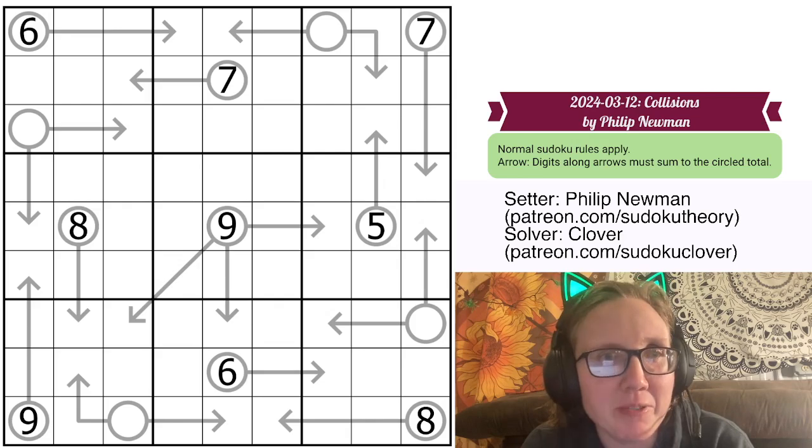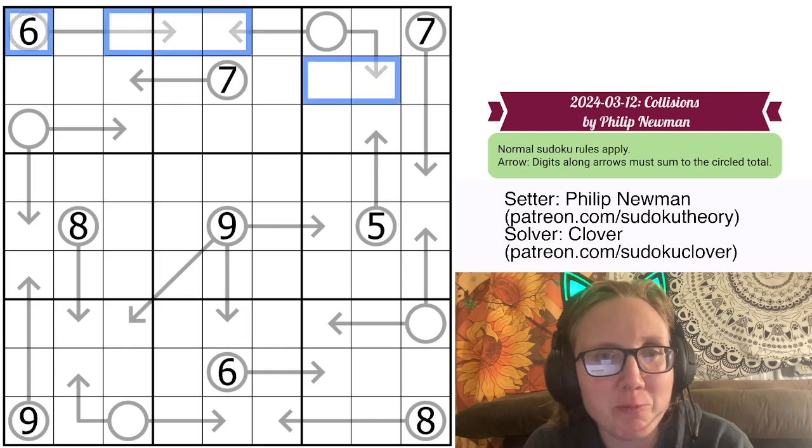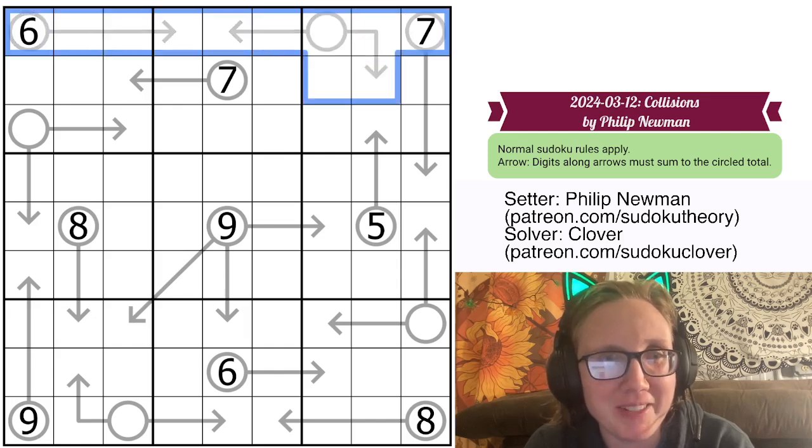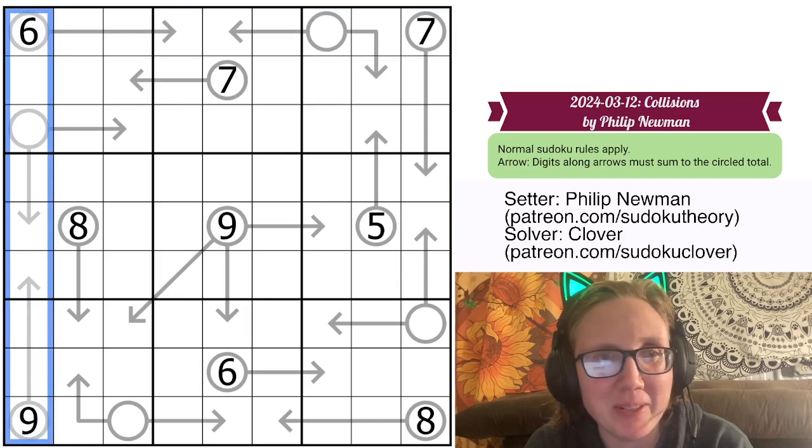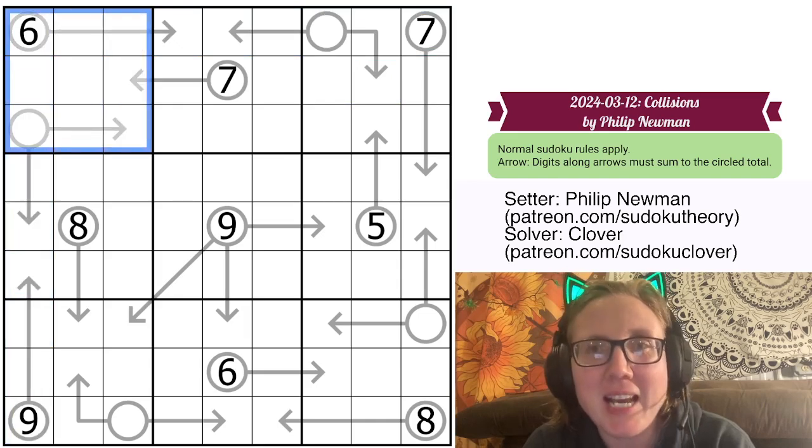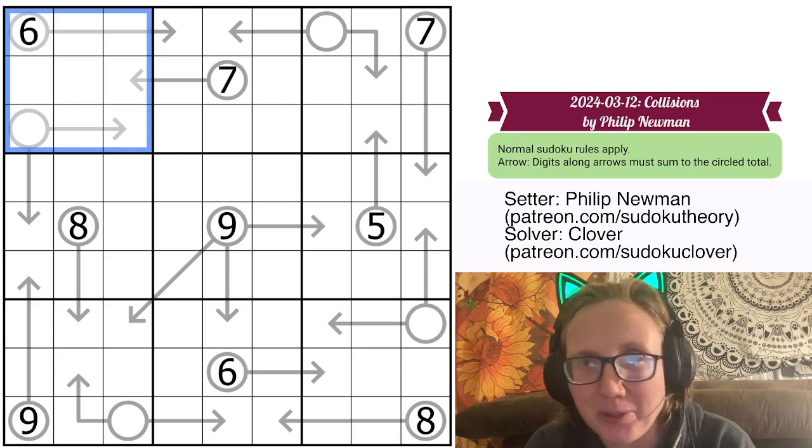So we have standard Sudoku rules, so we are placing the digits 1 through 9 once each in each row, each column and each heavily outlined 3x3 region. And then we also, on top of that, have arrow Sudoku rules.